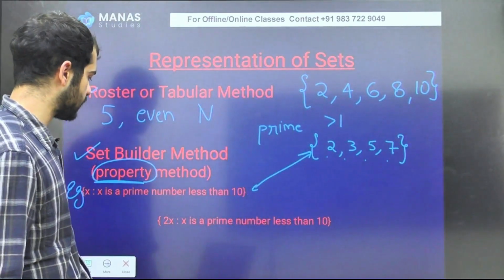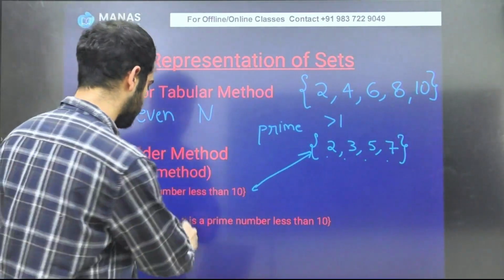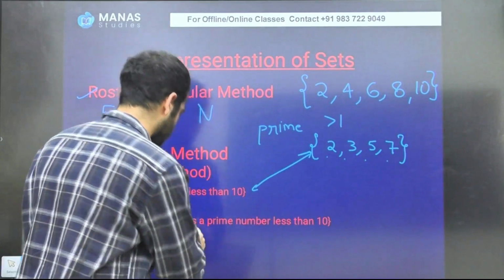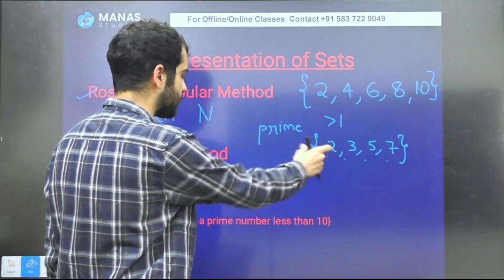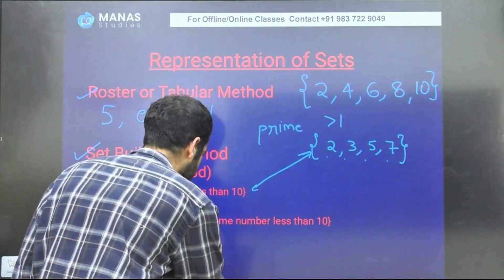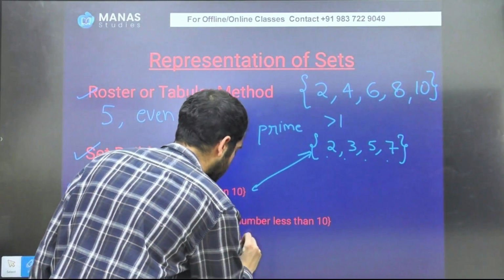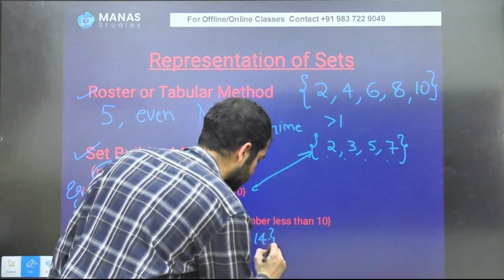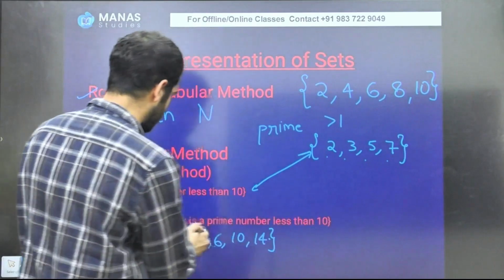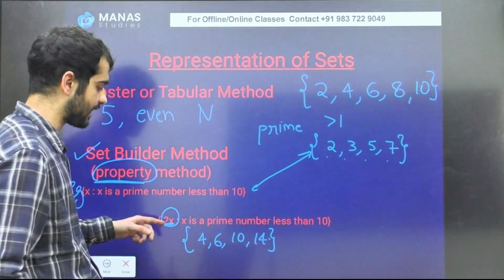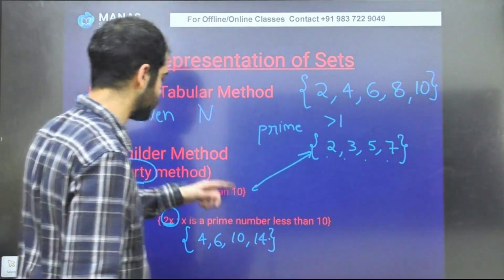Now let's look at another example, which is 2x. Because 2x becomes the member of this set, whereas the property remains the same, the elements are going to get doubled and this will become 4, 6, 10, 14. So this set will comprise the prime numbers less than 10, but the elements are doubled. That is the reason why we had to double all the elements from the previous set.